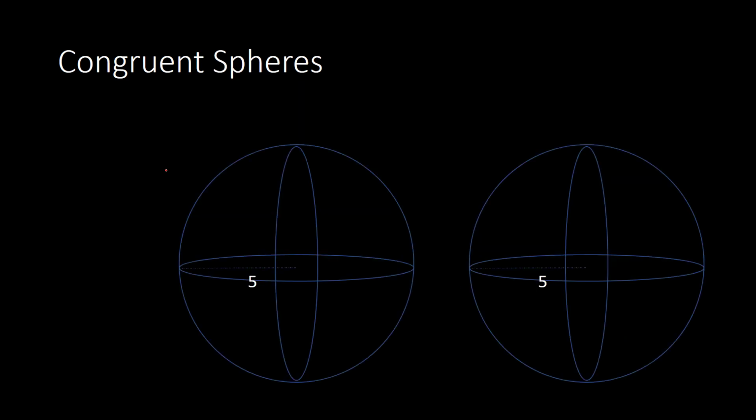We have also congruent spheres, which are spheres that have the same size. And when we say the same size, that would imply that the radius measure is the same. So the distance from the center to an outside point would be the radius, and the radius would be the same for congruent spheres.